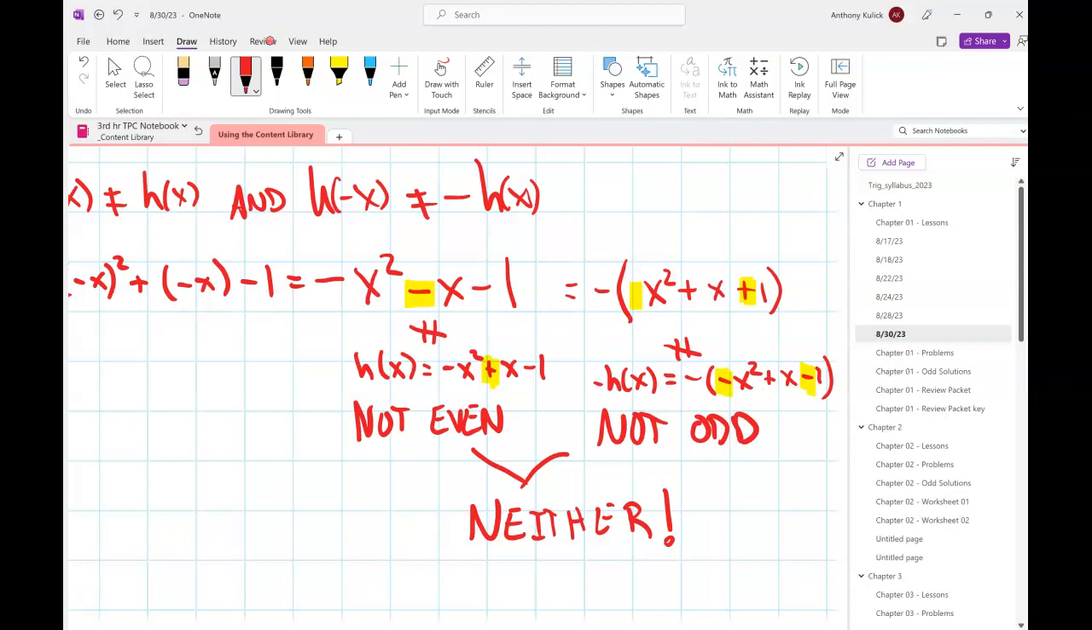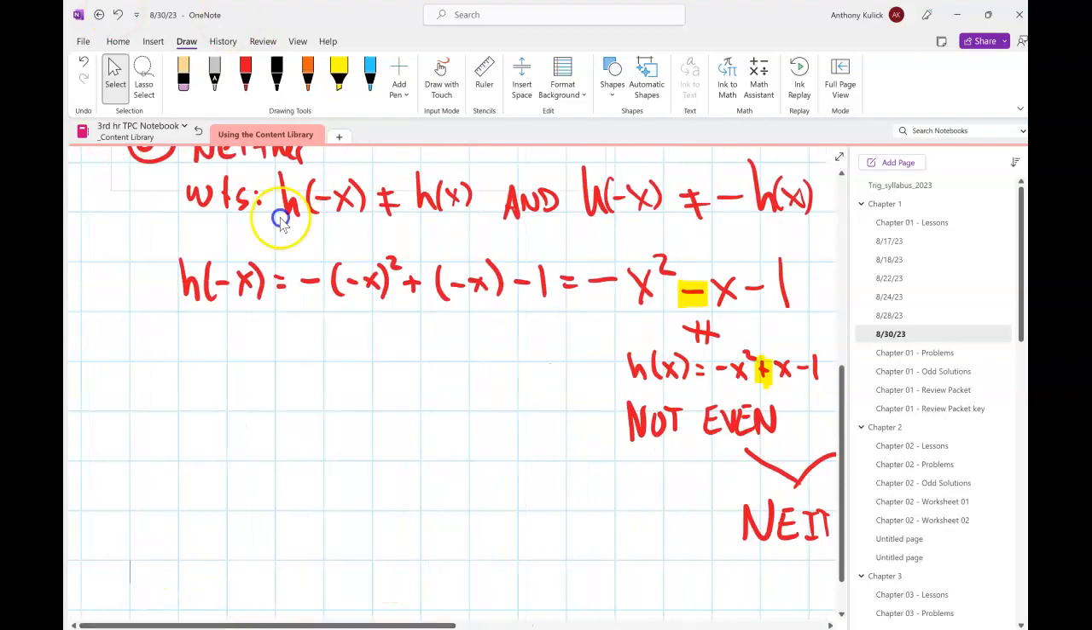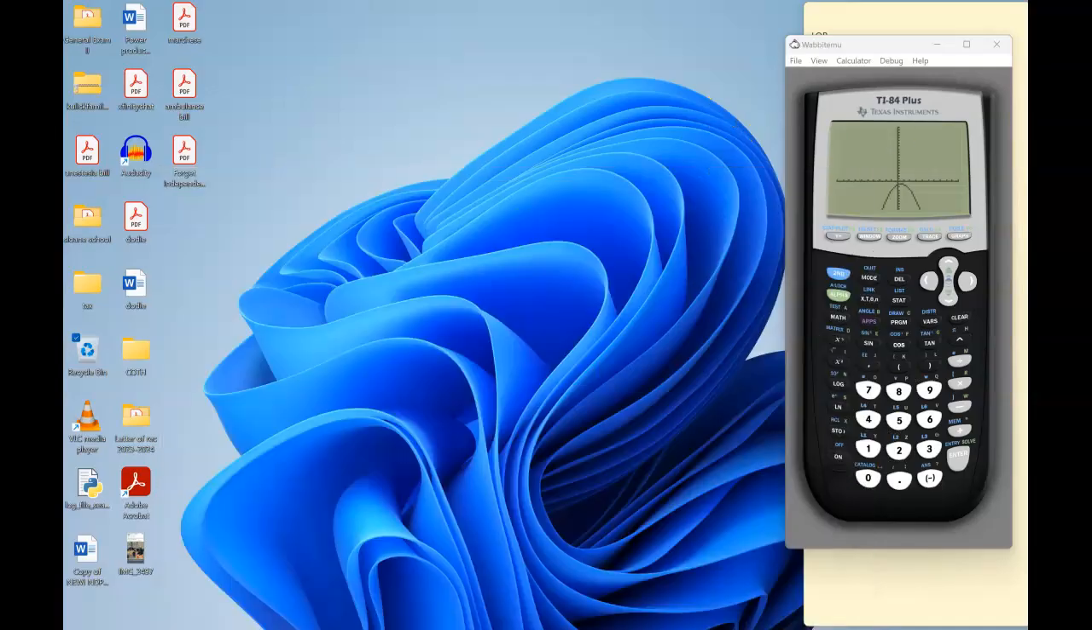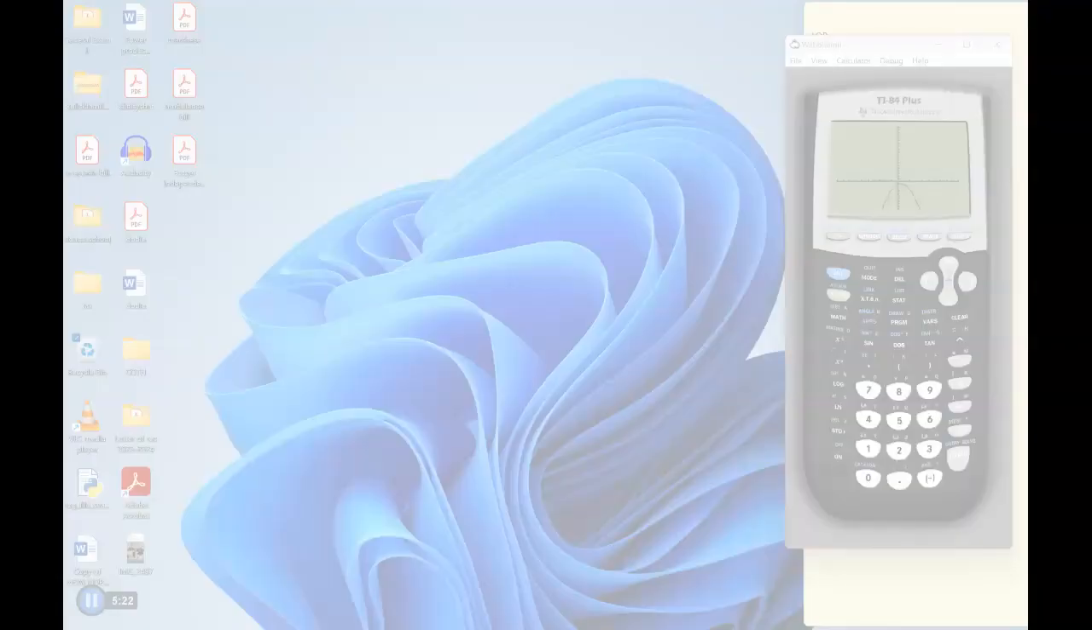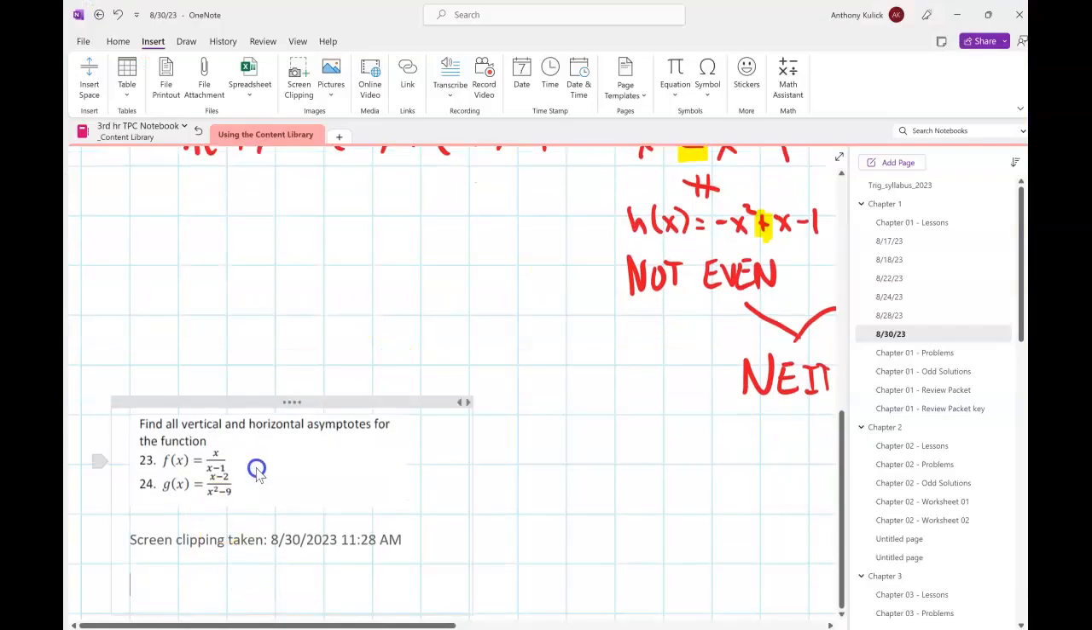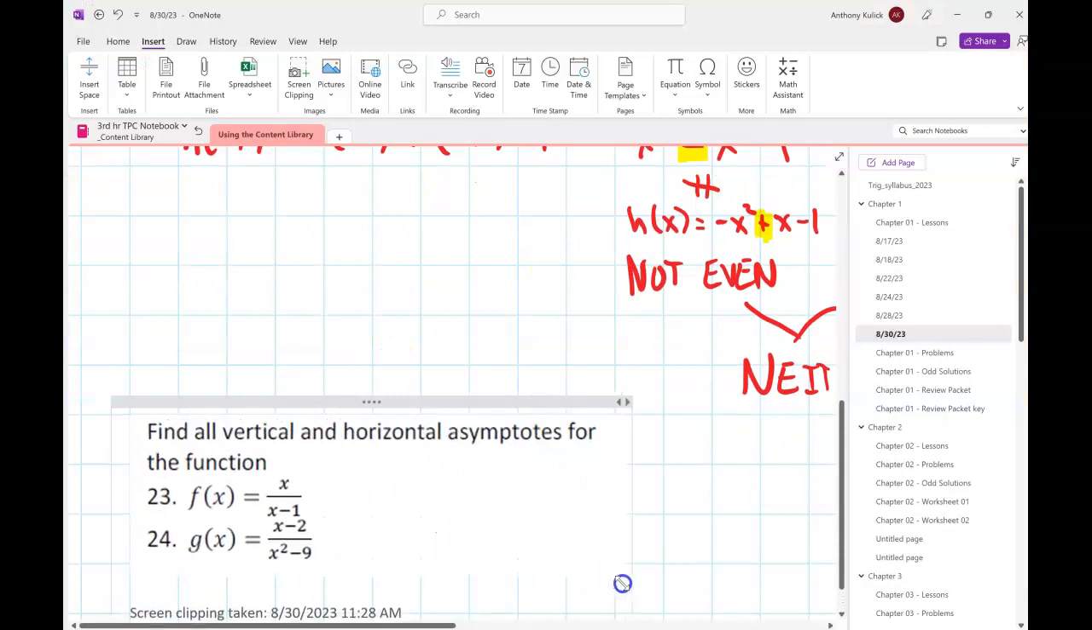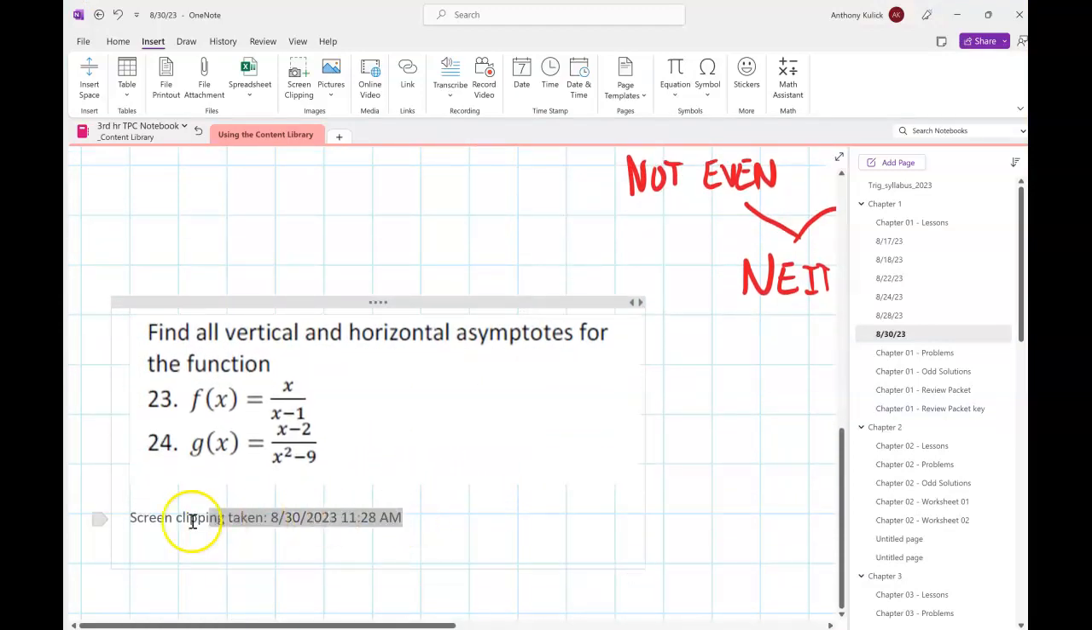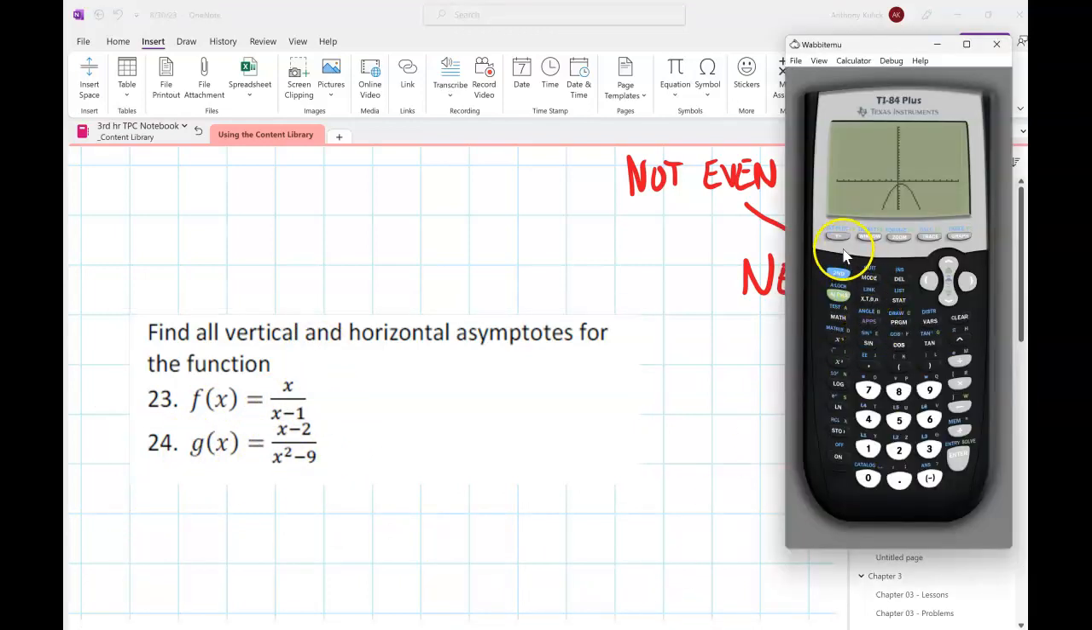Ava. Sure. So 24 asks us to find all the vertical and horizontal asymptotes for the function. So I'm going to start by just graphing this and looking at the picture. So I'm just going to open up my y equals menu. I'm going to type this in exactly as it looks like on my sheet of paper.